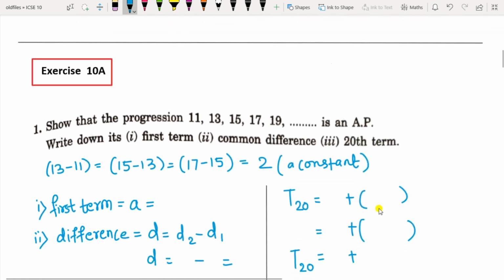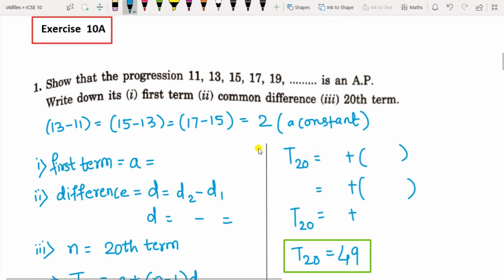Let us start with exercise 10A. Question first is: show that the progression 11, 13, 15, 17 and so on is an AP, write down the first term and the common difference, and find the 20th term. To show that it is an AP, you have to show that there is a common difference between the terms. 13 minus 11 is 2, 15 minus 13 is 2, 17 minus 15 is also 2, which is a constant difference. So therefore this is an AP.